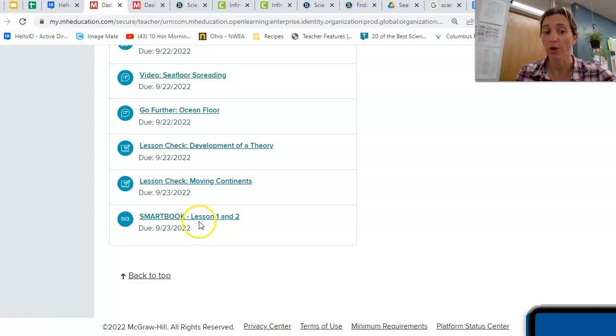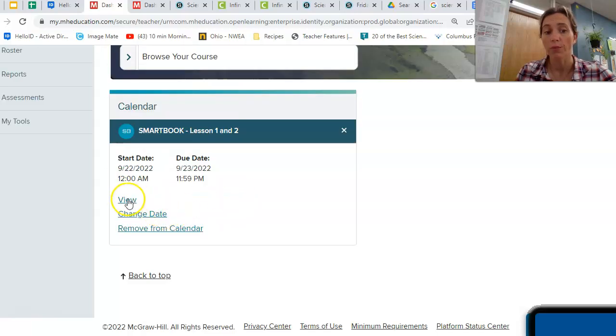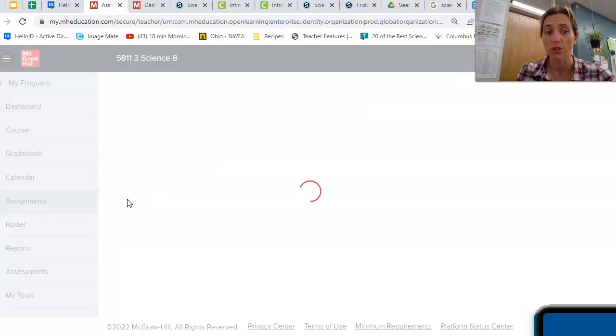If you finish this SmartBook questions today, then move on to the lesson check. They are not on a time limit. If you don't finish the SmartBook today, then please do that on your own time and have it done before you come to class tomorrow. So, SmartBook questions, lessons 1 and 2, that is what you are doing for the remaining time in class. And if you have time, work on your learning checks, which will be due by the end of class tomorrow.